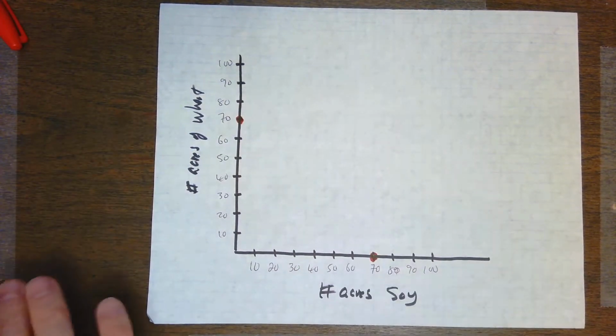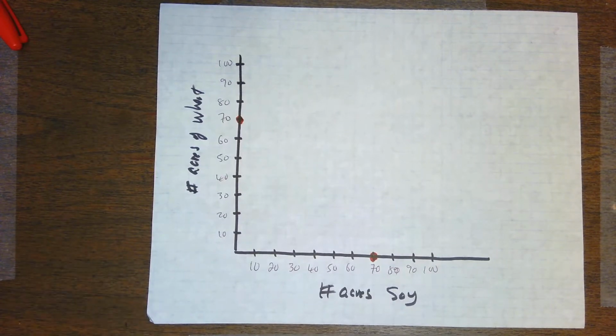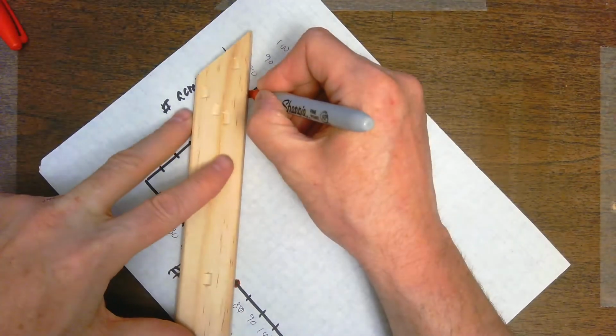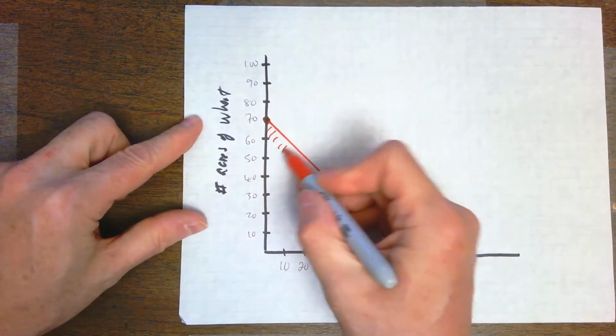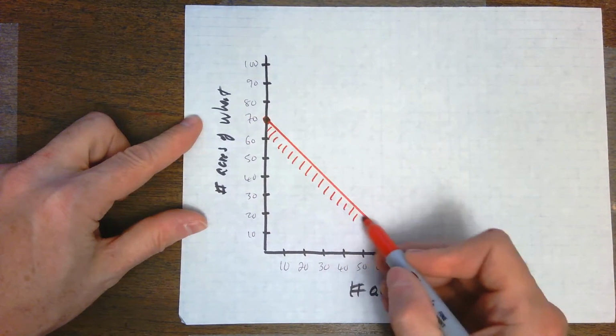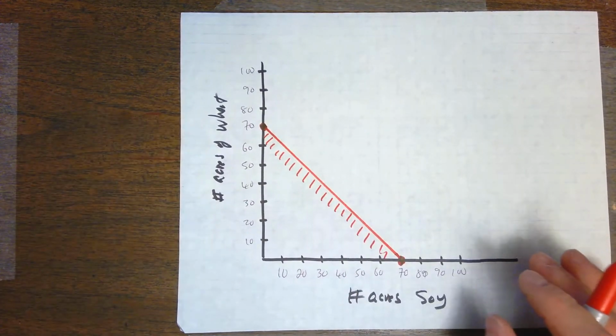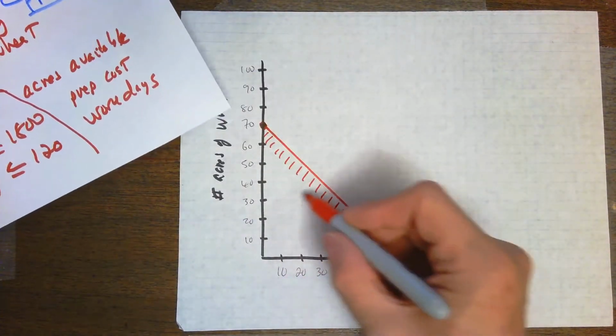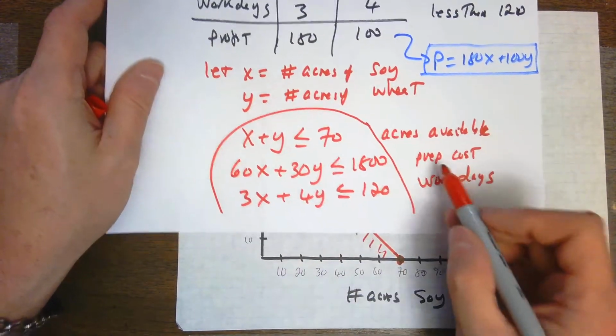I don't have a ruler, but I've got this old hunk of wood sitting here. I'm going to use that. And I want to shade below. So I'm just going to put little tick marks so I know which side of the line I'm shading on here. All right, so that is my number of acres available. So anything in here is a total of 70 acres. Anything over here is more than 70 acres. It's no good.